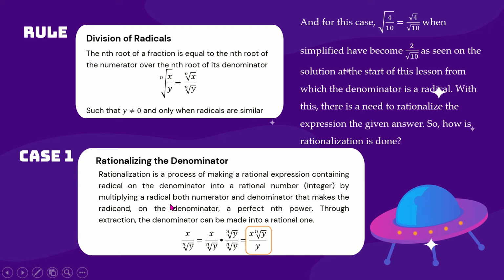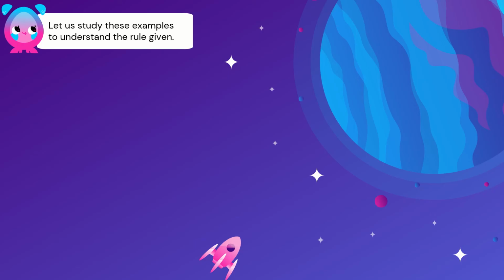So that means that the radicand on the denominator is a perfect nth power. So therefore it is a perfect square or a perfect cube. Then we do extraction so that the denominator can be made into a rational one. It comes out of the radical symbol, and that is y. Okay, so that concept is by default, and it can be justified based on examples. We'll go to the examples themselves.